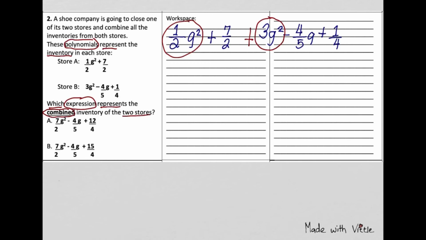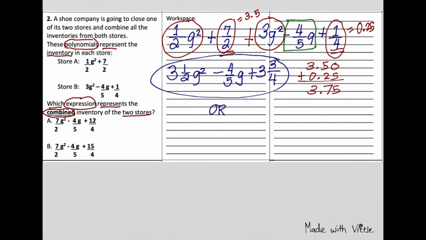These 2 terms are like terms, so we can combine them. 1/2 g squared plus 3 whole g squared will be 3.5 g squared. This negative 4/5 g doesn't have any term that is like it, so we're just going to copy it down. Now these 2 constants, you can change them into decimals to add them and then change it back to a fraction.